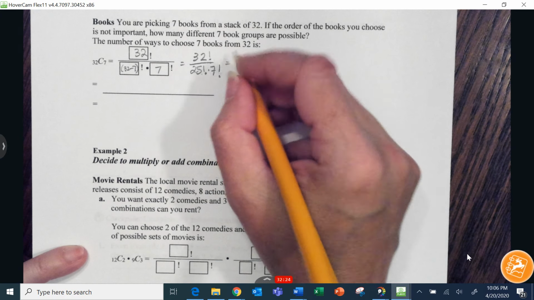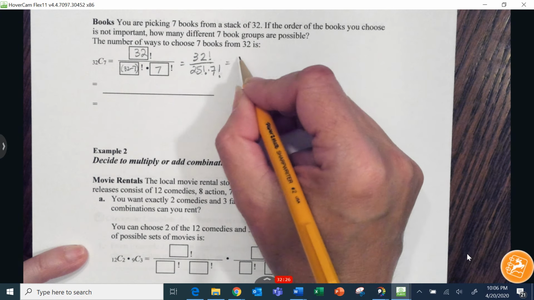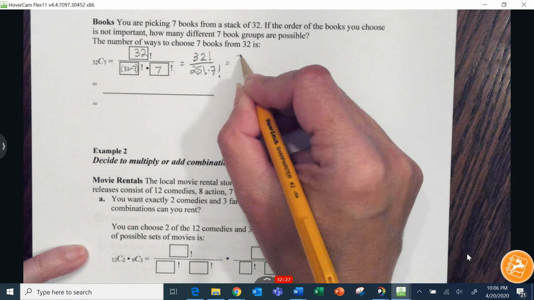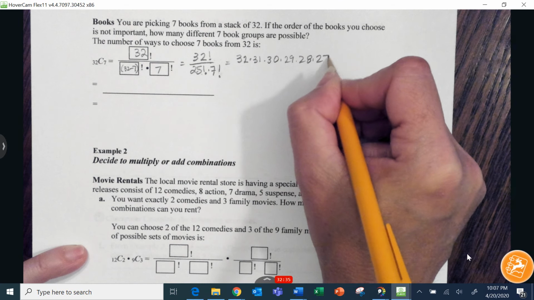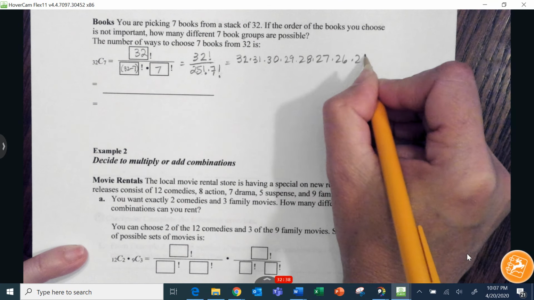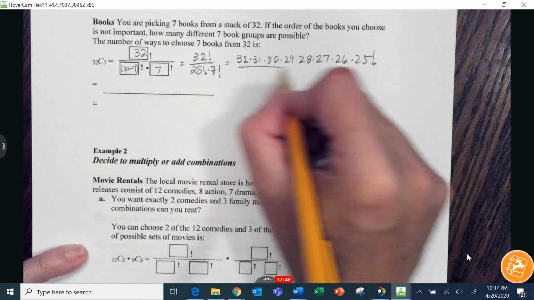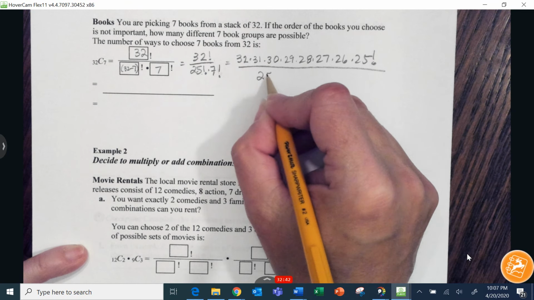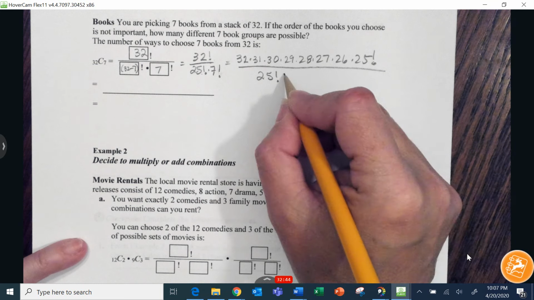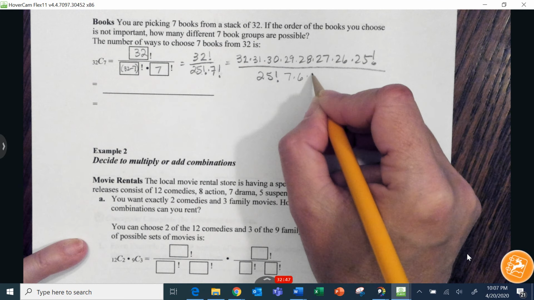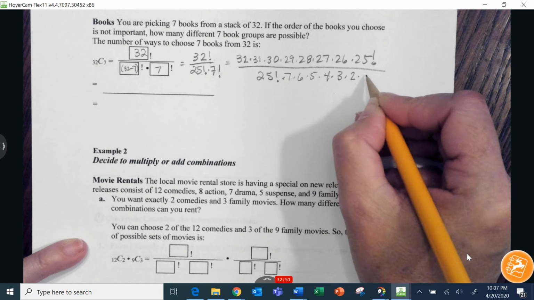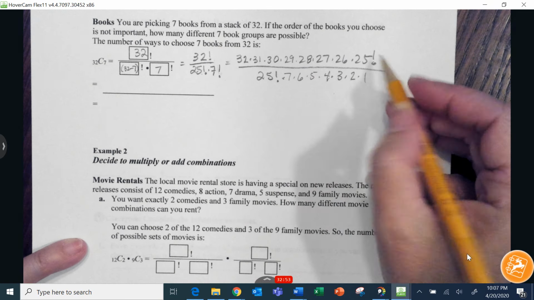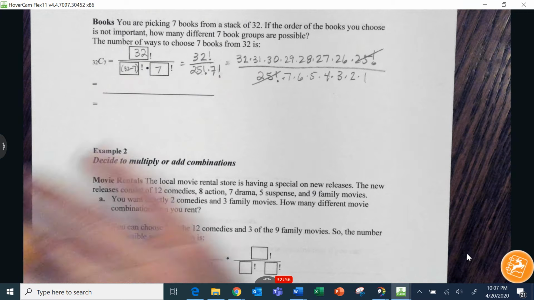Now, again, you can try this on your calculator. I'm going to expand it so you've seen it both ways. 32, 31, 30, 29, 28, 27, 26, 25 factorial. And then on the bottom we have 25 factorial, and I'm going to expand out the 7. 7 times 6 times 5 times 4 times 3 times 2 times 1. You don't really have to write times 1. The 25 factorials will cancel out.